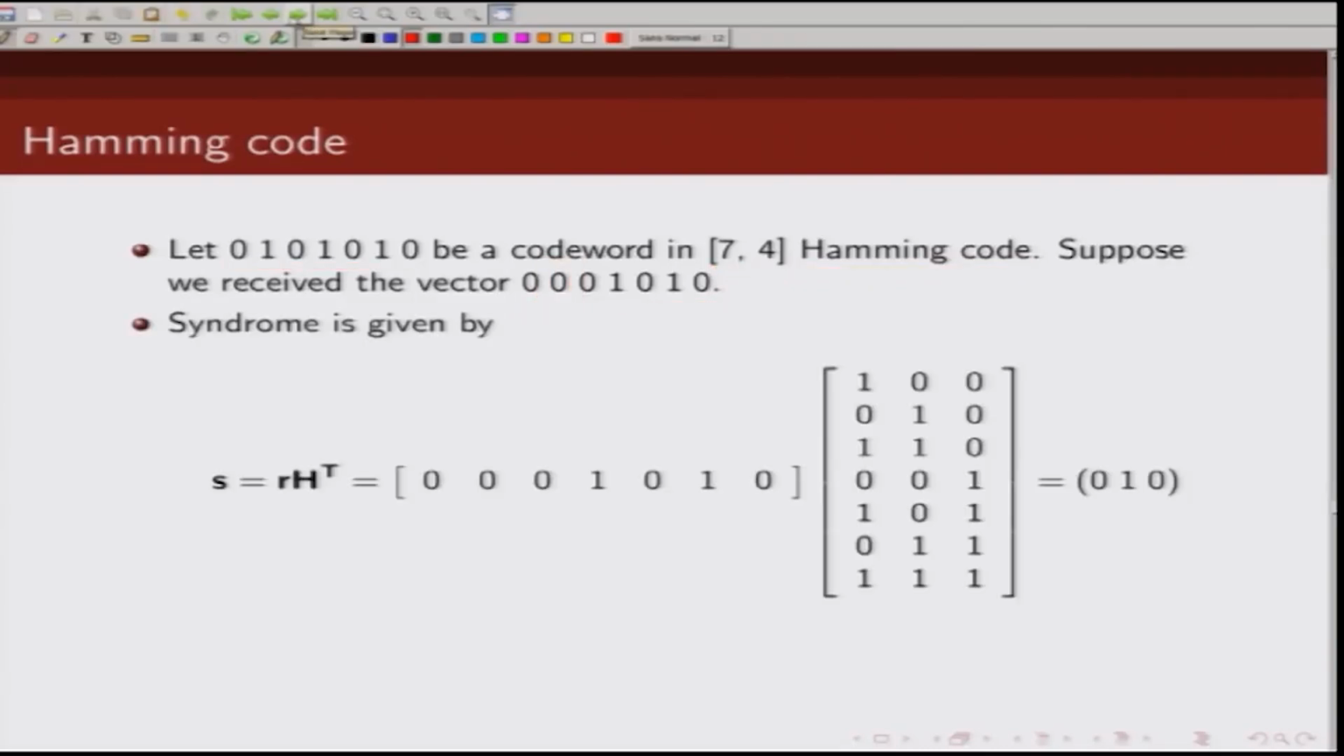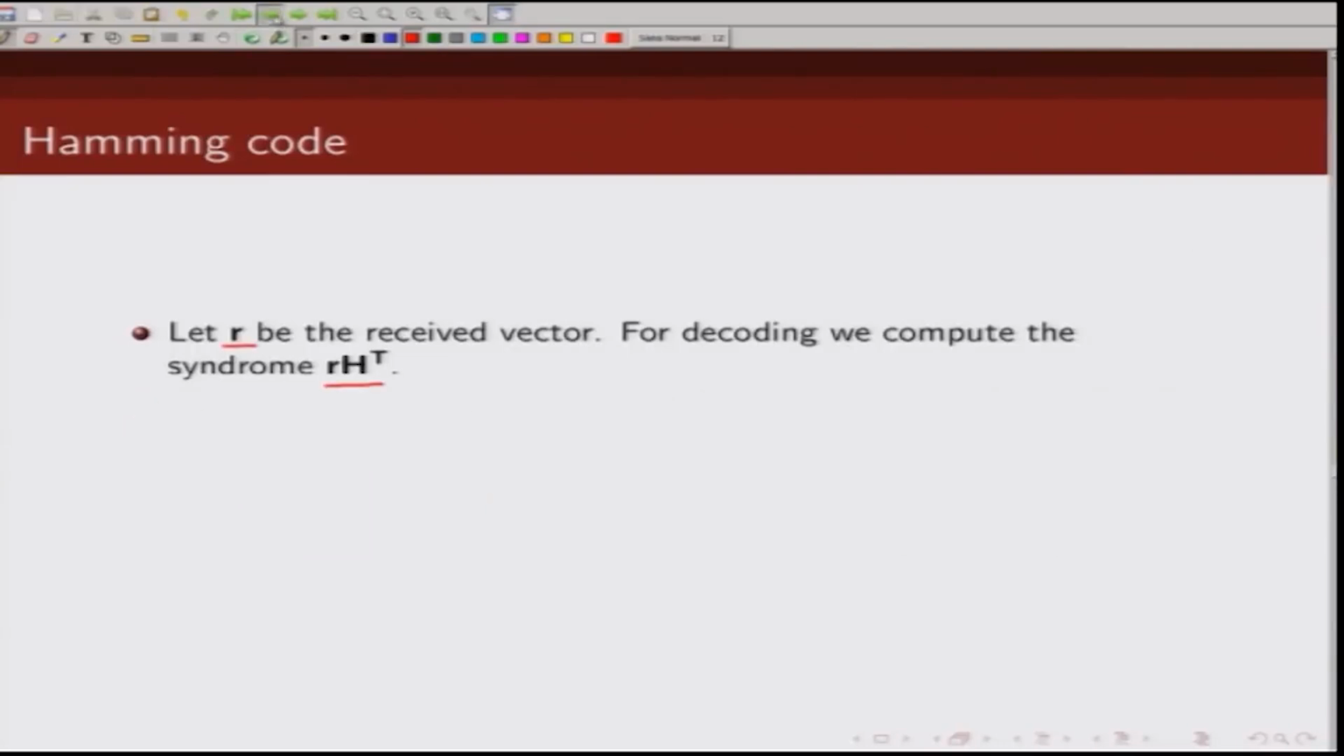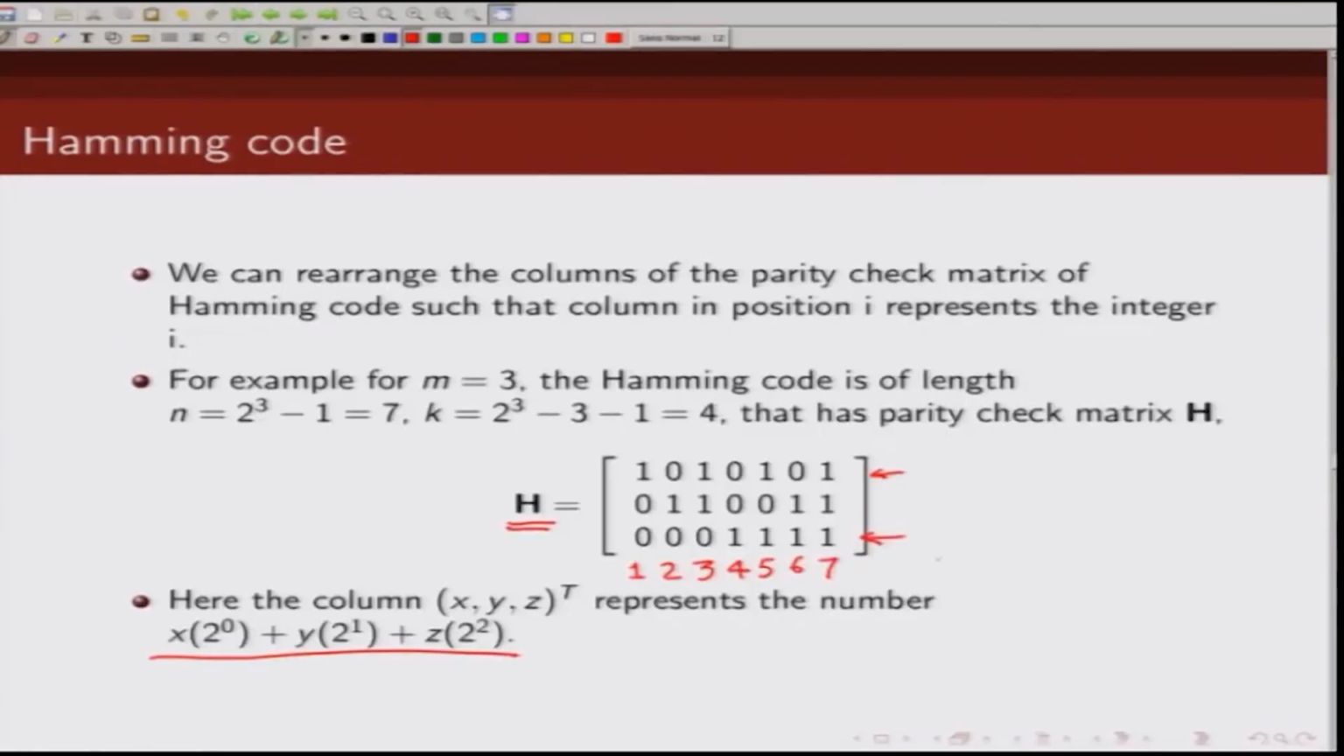So, as I said, the first thing that I am going to do is compute the syndrome. So, what is my R? This is my R. And what is my H? The H matrix is basically my parity check matrix of the Hamming code, where the columns are arranged in such a way that the column in the ith position represents the ith integer.